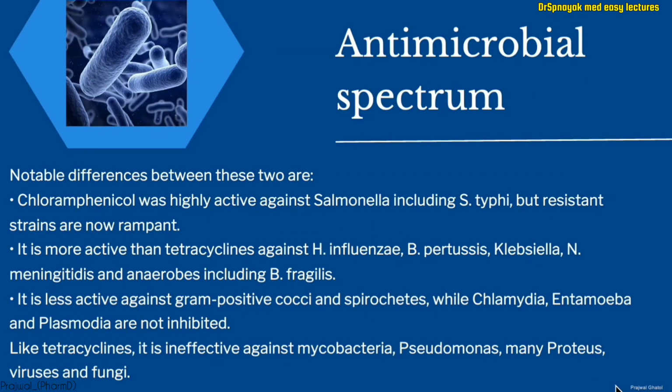The noticeable differences between chloramphenicol and tetracycline are that chloramphenicol was highly active against Salmonella, including Salmonella typhi, but resistant strains are now rampant. It is more active than tetracyclines against Haemophilus influenzae, B. pertussis, Klebsiella, Neisseria meningitidis, and anaerobes, including B. fragilis. It is less active against gram-positive cocci and spirochetes, while Chlamydia, Entamoeba, and Plasmodia are not inhibited. Like tetracyclines, it is ineffective against Mycobacteria, Pseudomonas, and Proteus, viruses, and fungi.